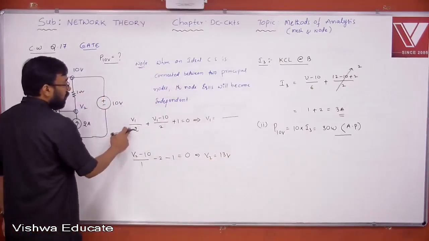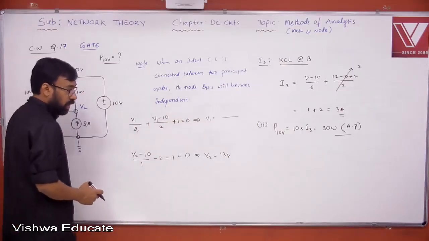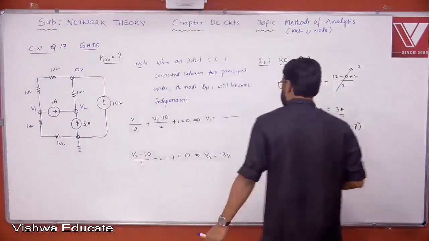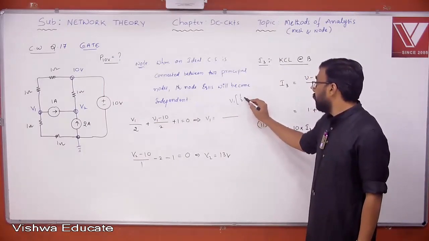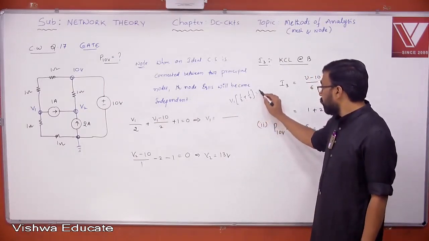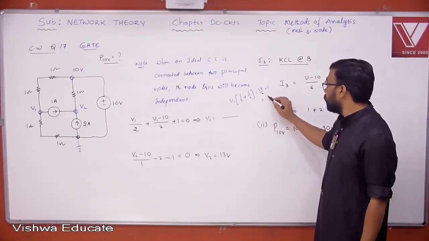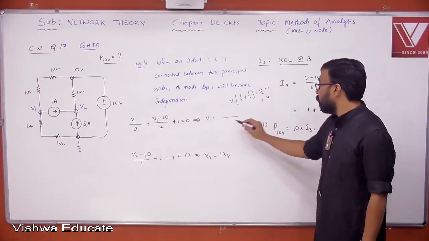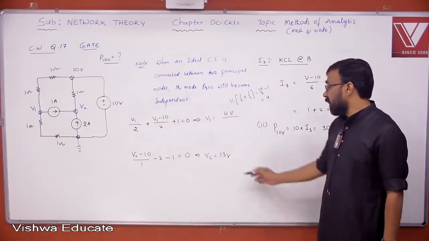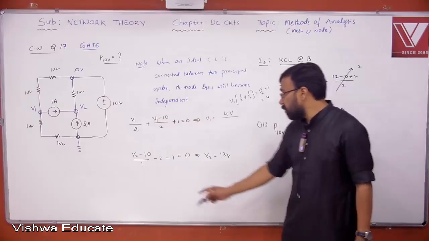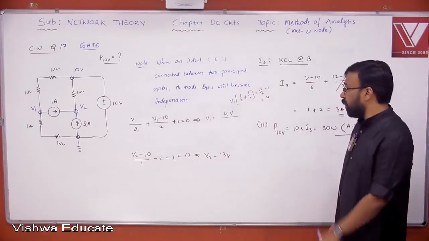And 1 by 2 plus 1 by 2 is 1, that is 10 by 2, minus 1. You can find that value directly here. This is simply V1 of 1 by 2 plus 1 by 2 is equal to 10 by 2 minus 1. 10 by 2 minus 1 is nothing but 4. This is simply 4 volts, and this is 13 volts. Yes or no? Then finally you have got 13.